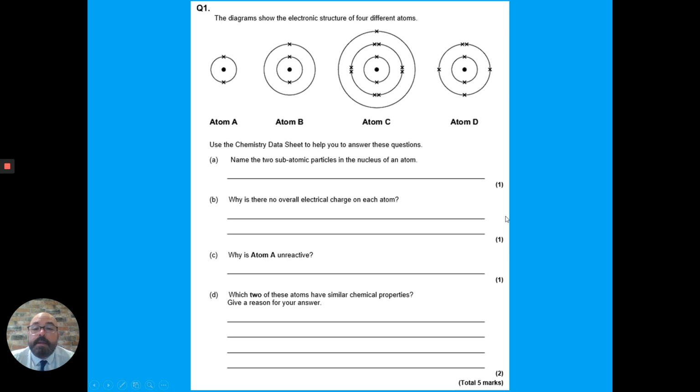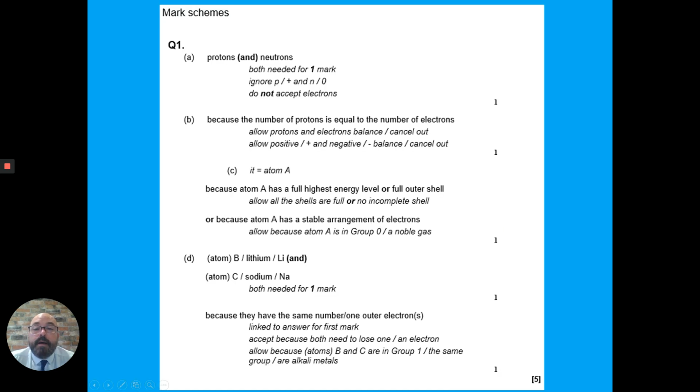For question B, why is there no overall electrical charge on each atom? This is where we looked at charge as part of the presentation, and if you remember, we talked about positive protons and negative electrons. When you have an atom, the number of protons in the nucleus is equal to the number of electrons, because they have to balance out, they have to cancel each other out. If we had more electrons or more protons, we wouldn't have that balance with the atom, and we wouldn't have those equal electrostatic forces of attraction.